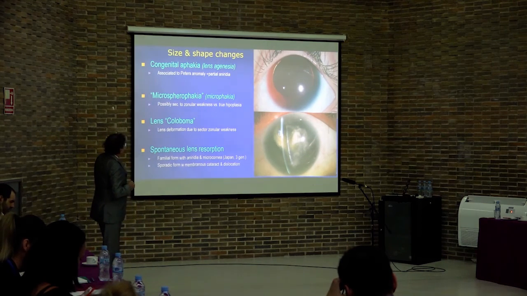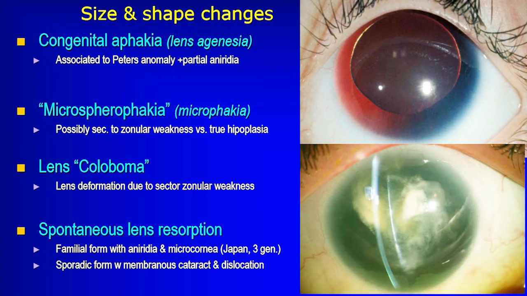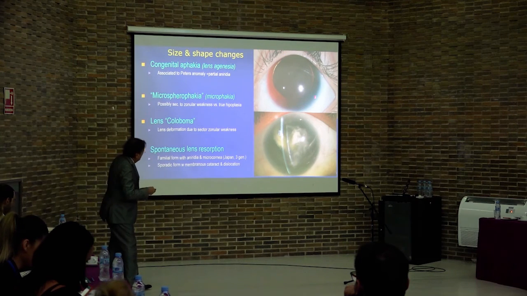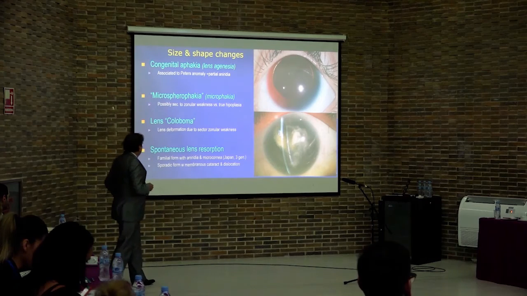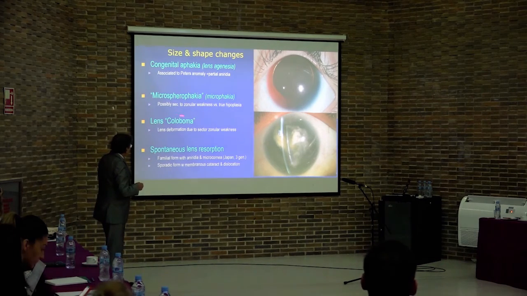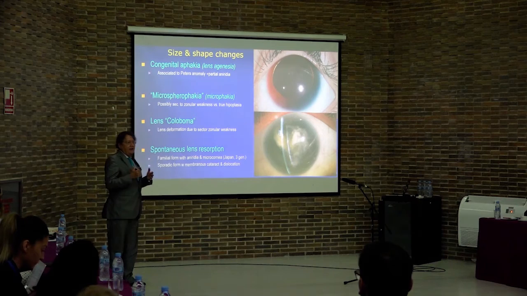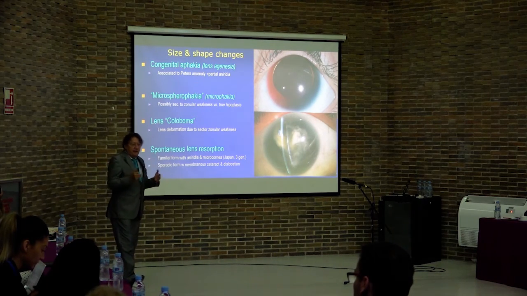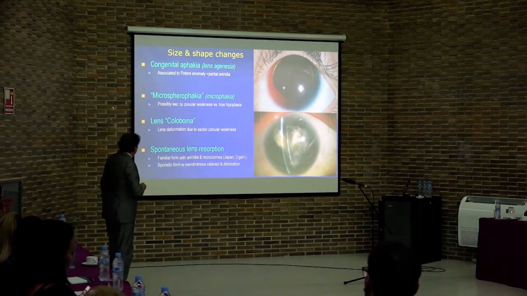Size and shape, we have already mentioned. There are cases of agenesis or congenital aphakia, sometimes associated with Peters anomaly. Then there is microspherophakia, where again there's a doubt whether this is an actual lack of development of the lens or is due to zonular weakness, or maybe a combination of both factors. Sometimes it's described as lens glaucoma, but lens glaucoma, in a soft lens, may be due to the lack of zonular support in one sector.